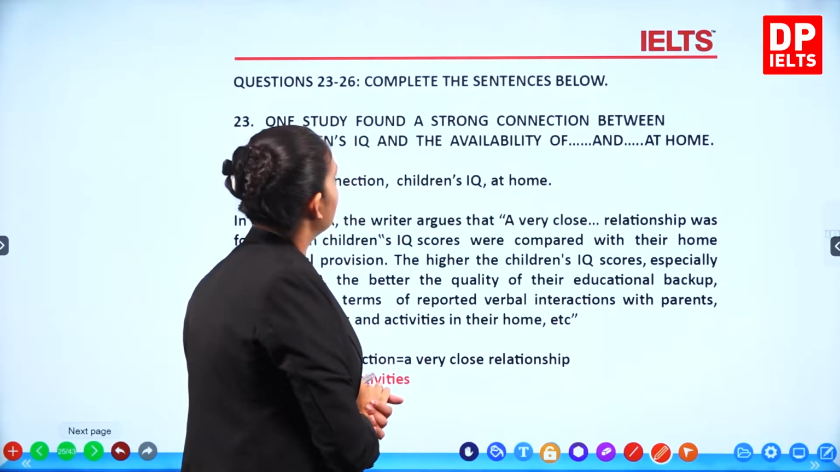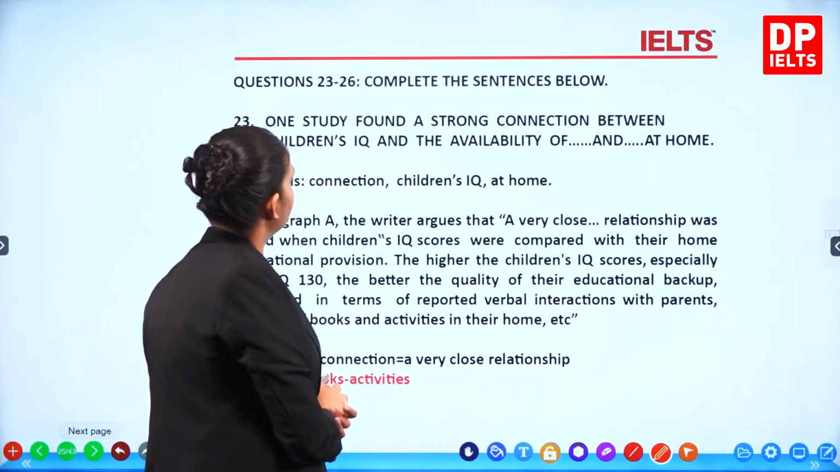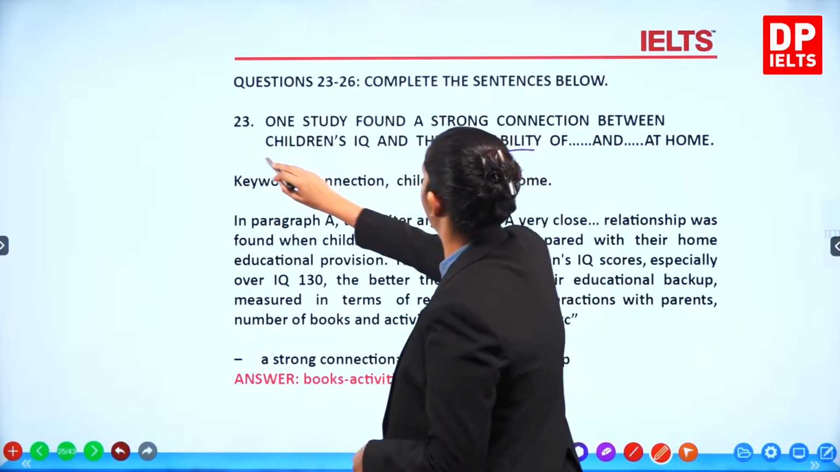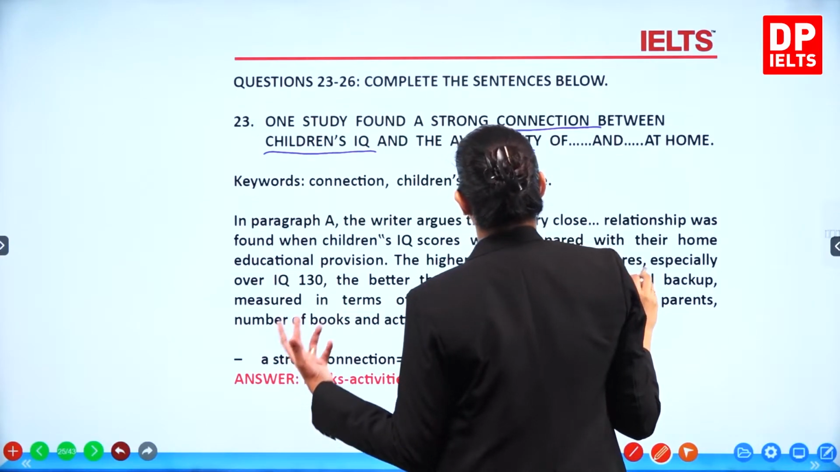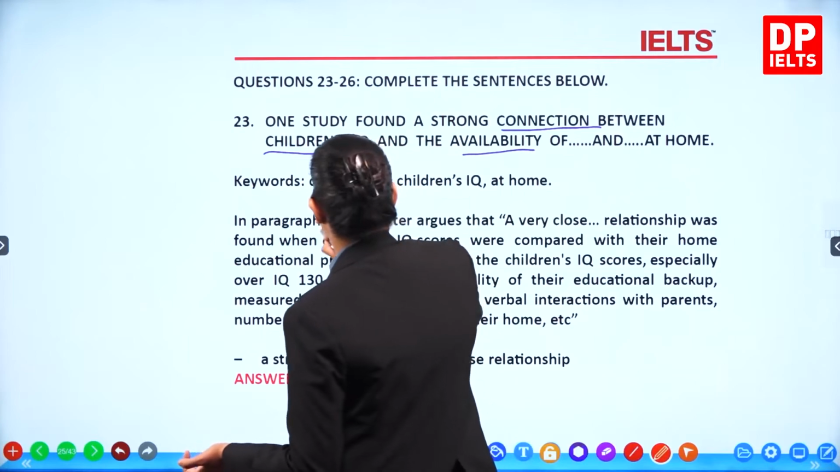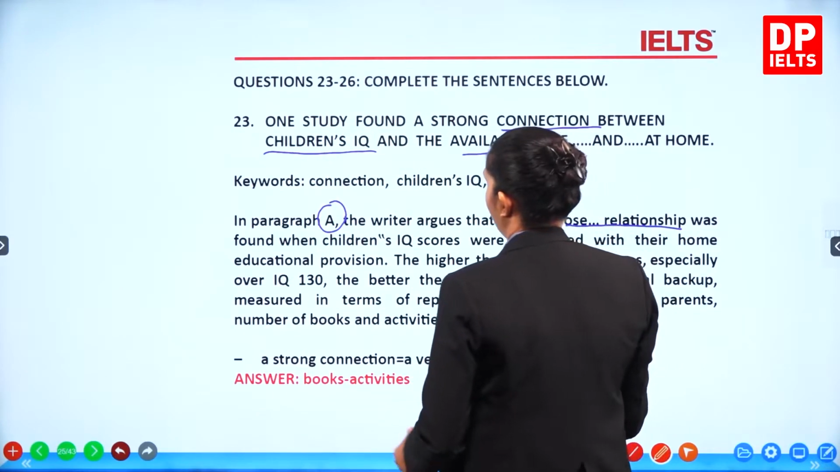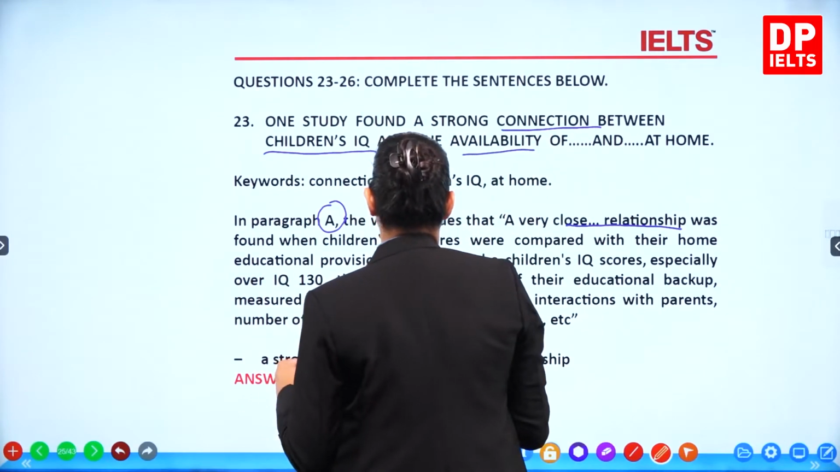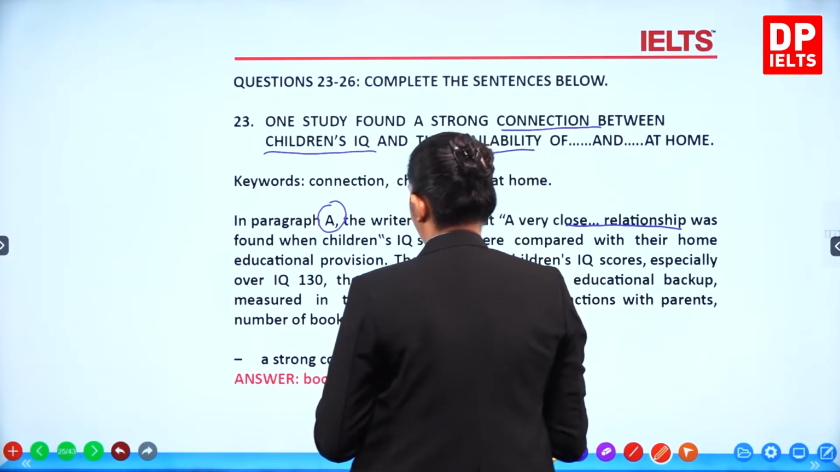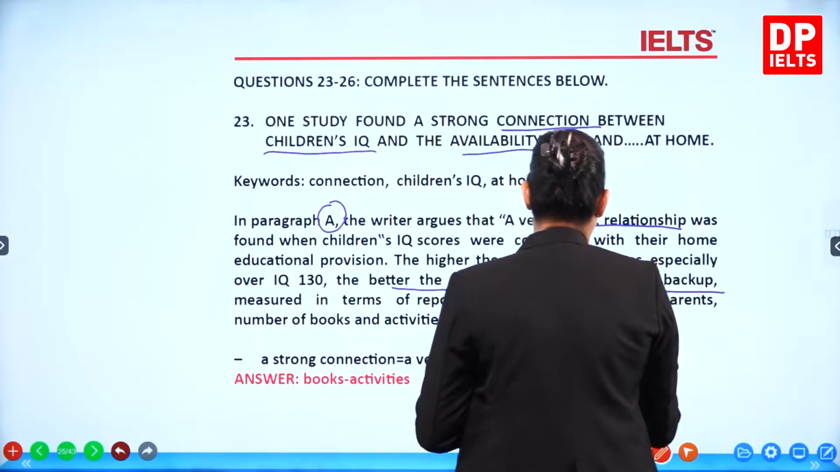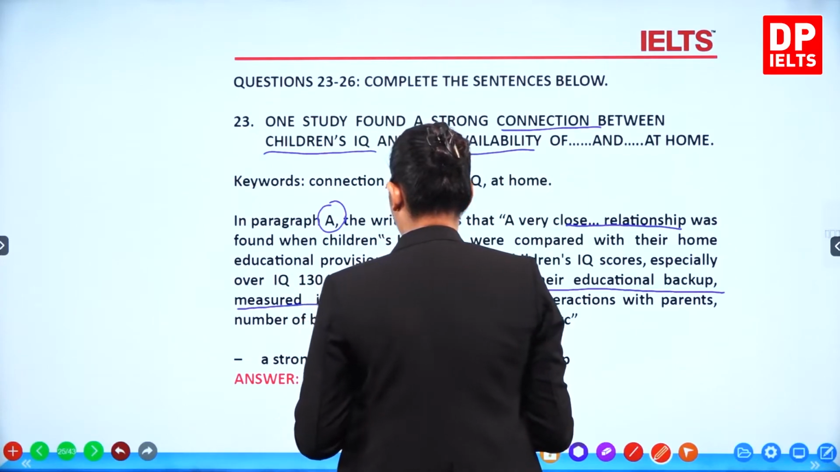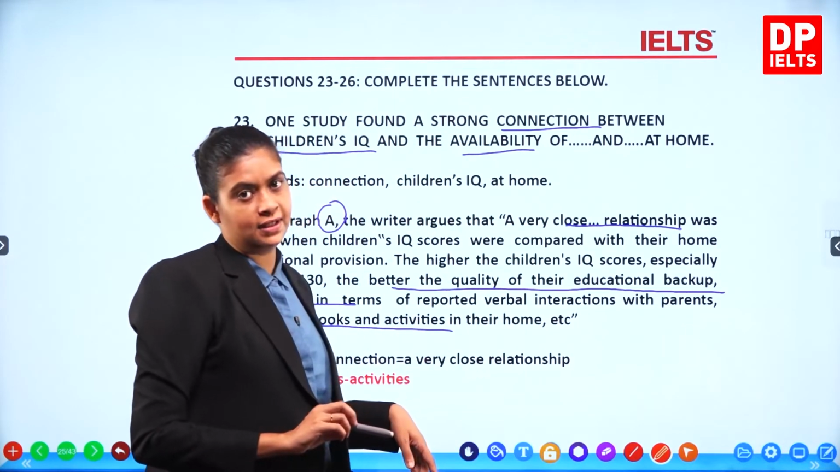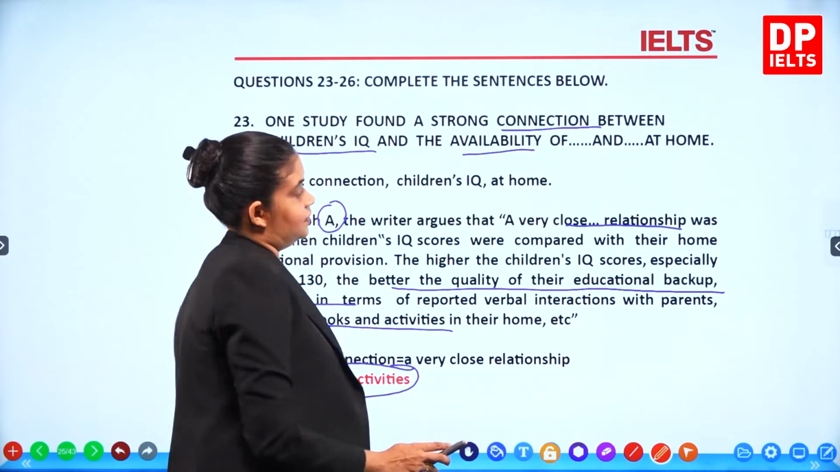23 to 26. Complete the sentences below. One study found a strong connection between children's IQ and the availability of what and what at home. Two things. Go to para A and the writer says, a very close relationship was found when children's IQ scores were compared with their home educational provision. The higher children's IQ scores, especially over 130, the better quality of their education, measured in terms of the number of books and activities in their home. Availability of books and activities. So the answer is books and activities.